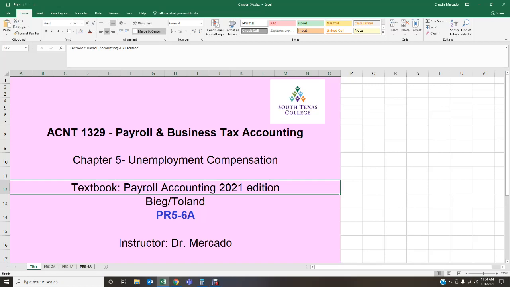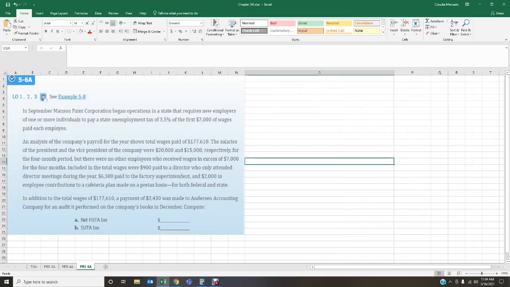Okay, so let me move on. So this is problem 5-6. It says, on September, Manson Paint Corporation began operations in a state that requires new employers of one or more individuals to pay a state unemployment tax of 3.5% of the first $7,000 of wages paid to each employee. An analysis of the company's payroll for the year shows total wages paid of $177,610.